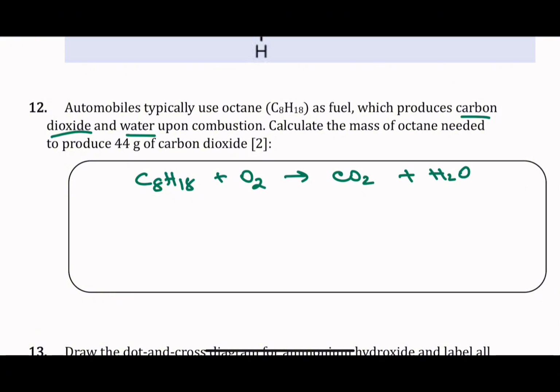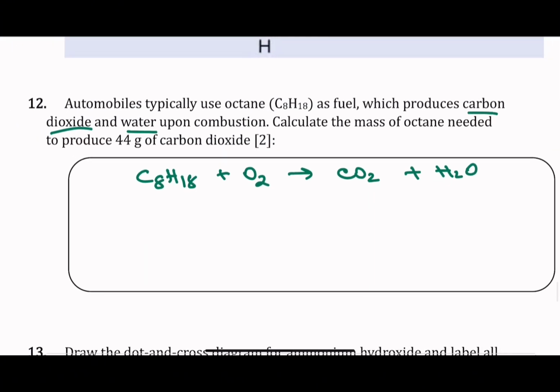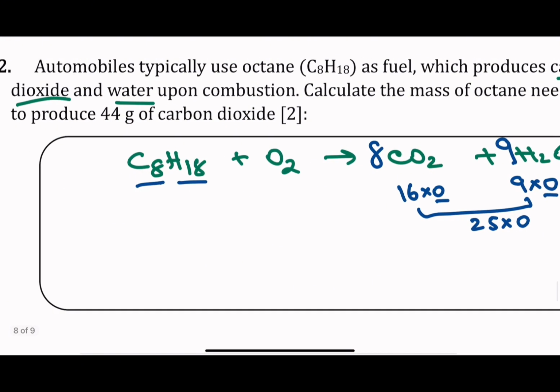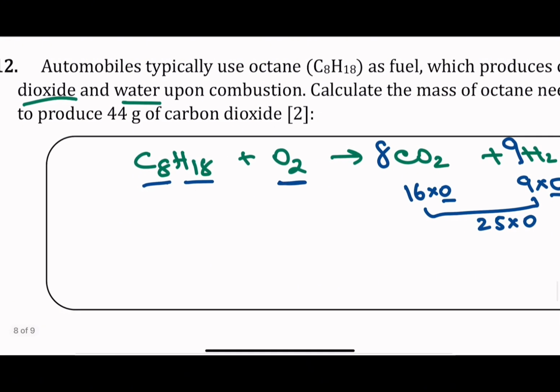Now, for C8, we know that we have 8 carbons here. So I'm going to multiply this by 8. And then I have 18 hydrogens, so I'm going to multiply by 9 to balance the carbons and hydrogens. I always leave the oxygen to the last. I can see from here that 8 multiplied by 2, I get 16 oxygens, right? And I have 9 oxygens here. When I add them up together, it is 25 oxygens that I have. And I have only 2 in here. In order for me to get this, I need to multiply this by 25 over 2, right?